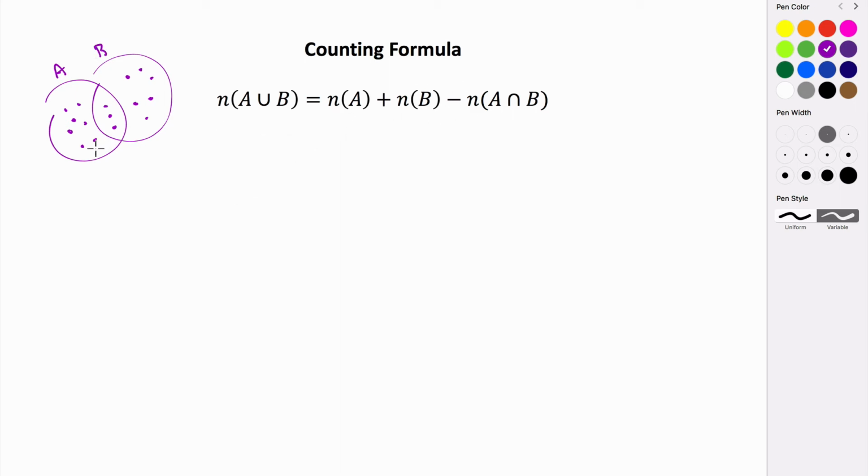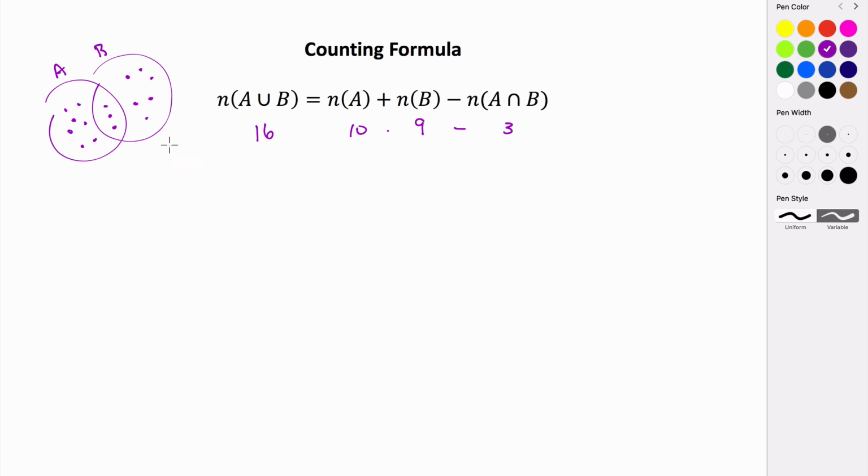So if we're trying to find the number that are in the union, how many are there in total? Well, we can just count: 2, 4, 6, 8, 10, 12, 14, 16. We know that there are 16 total in the union. But how many are in A? Well, in A, there's 2, 4, 6, 8, 10. In B, we have 2, 4, 6, 8, 9. But 10 plus 9, that's 19. But we know there's only 16 elements. We have to subtract the 3 elements that are in the intersection.